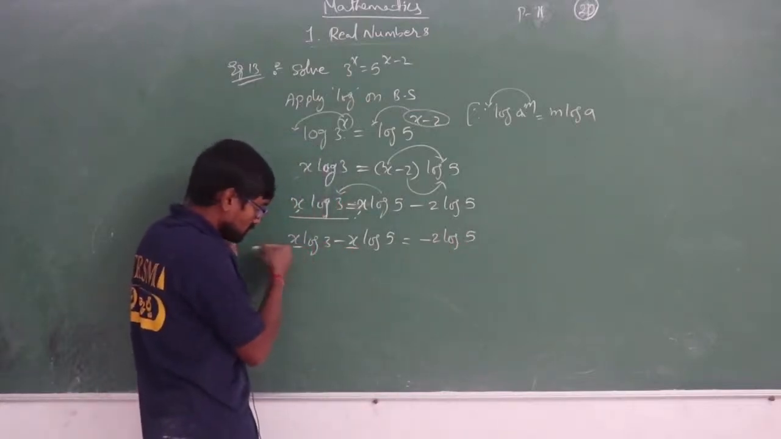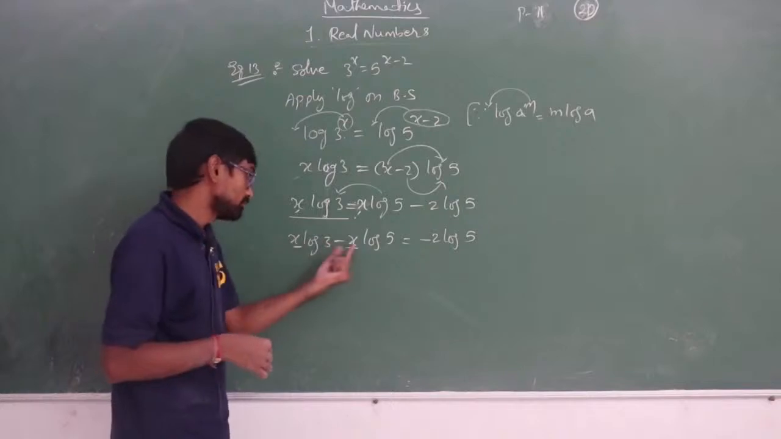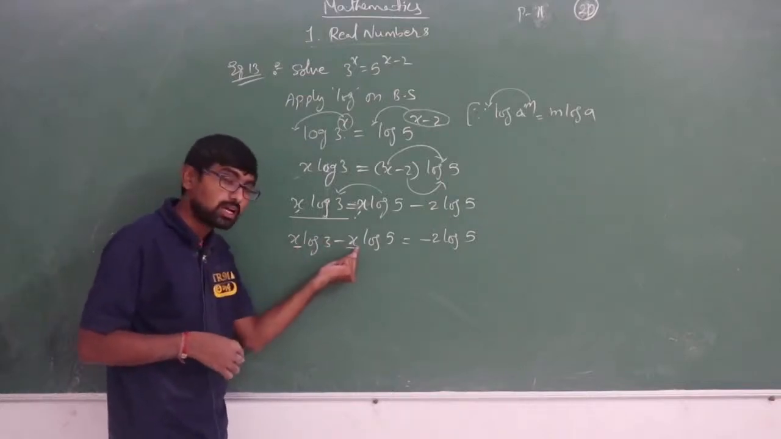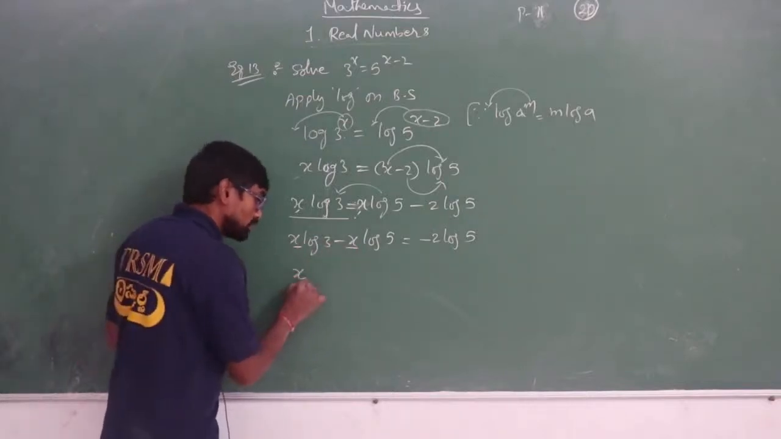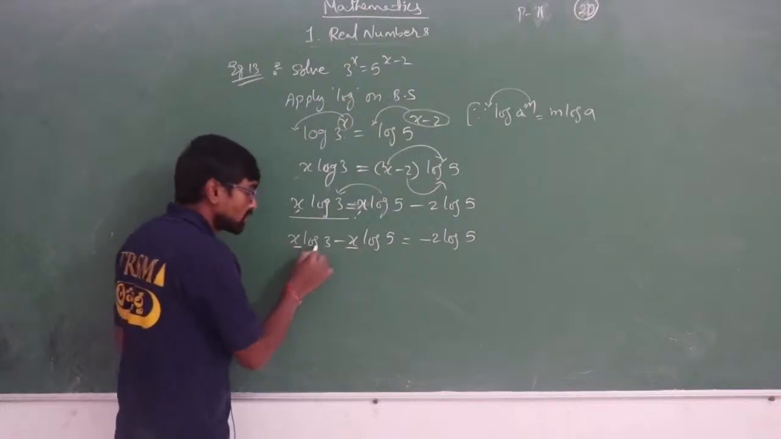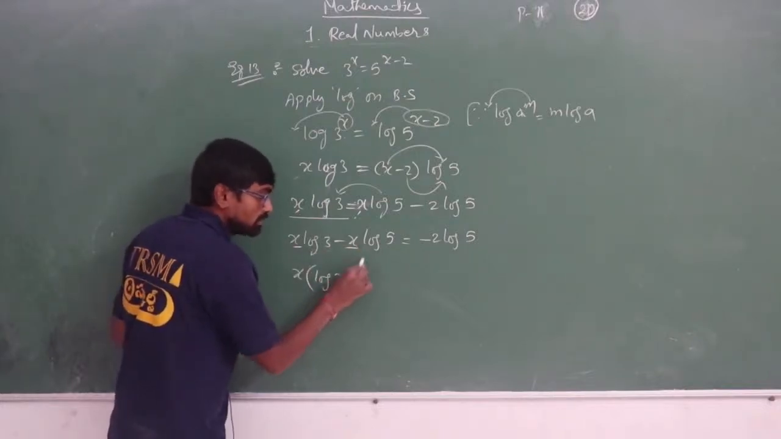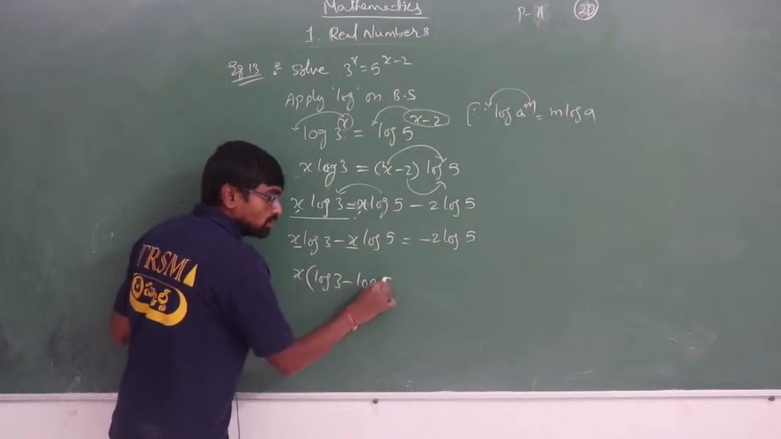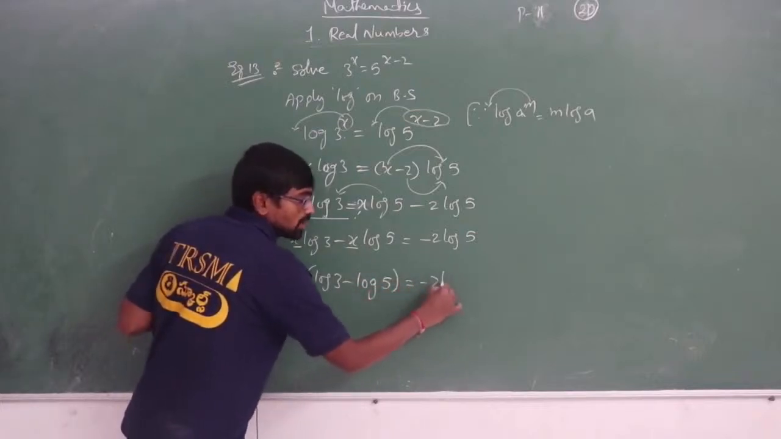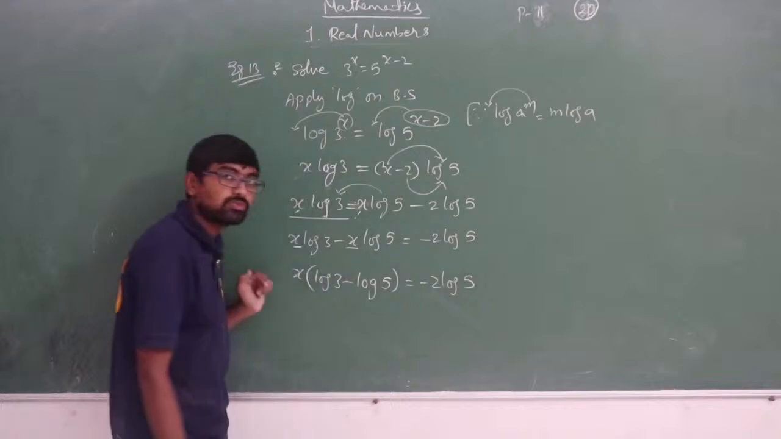So in these both, what do we have common? X is multiplying in both, okay, as x is common, so I am taking x common outside. Then what will I get? x(log 3 minus log 5) equals minus 2 log 5.